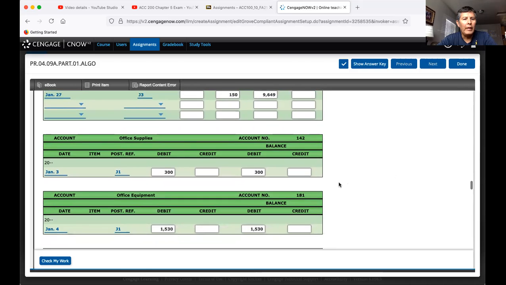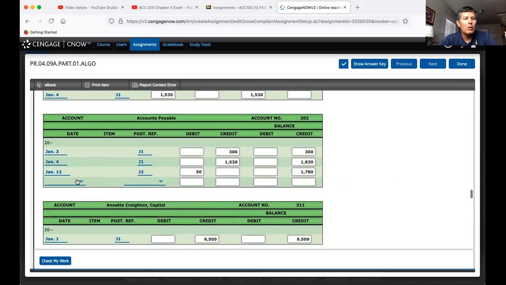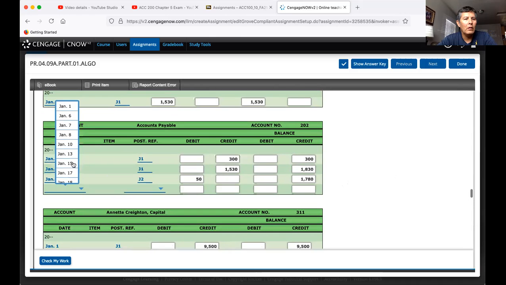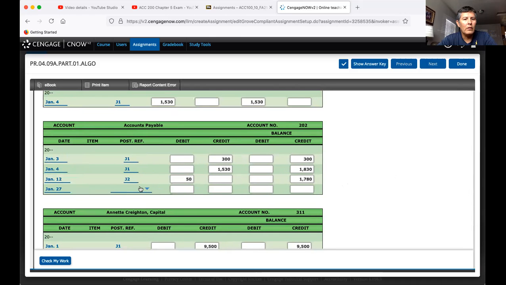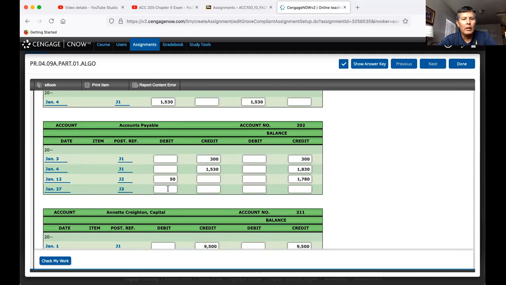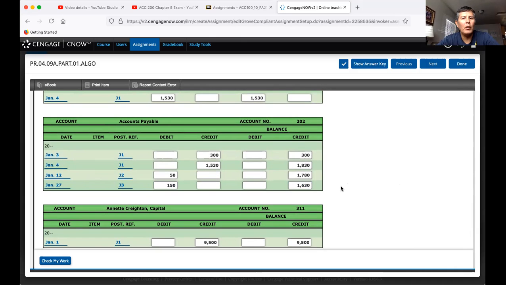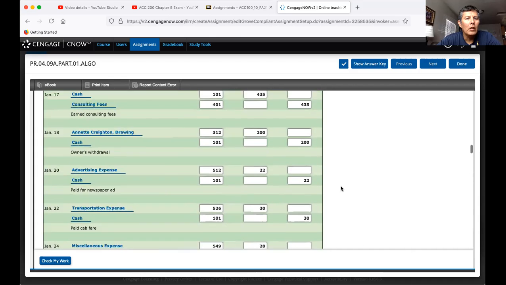Okay, we gotta go to our payable. This is J3. Okay, we paid it, so 150 is coming off. So 1780 minus 150 will give us 1630, balance of 1630. So we still owe money on it. It's okay. All right, so we did both the ledger and each of the individual accounts. So we're moving right along. A couple more entries left.